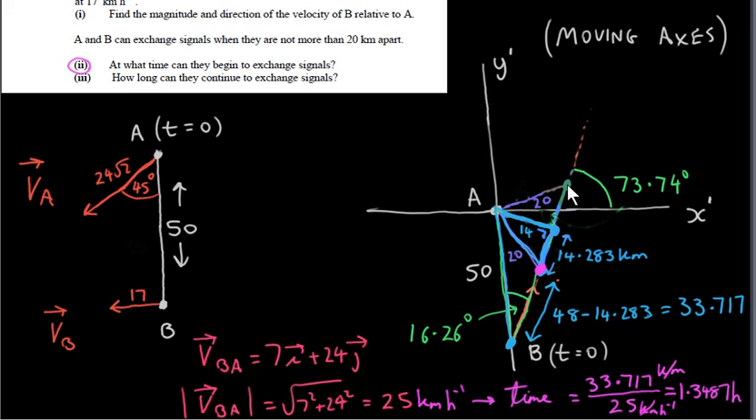Now we want the time interval over which the ships can continue to exchange signals. So we want a time interval for the ships as ship B travels from this point here to this point here. By symmetry, the distance from here to here is 14.283, and the distance from here to here is also 14.283, because this is an isosceles triangle, sides at 20, and this here is the perpendicular in the isosceles triangle, and the perpendicular bisects this line here. So the distance of here to here is also 14.283.